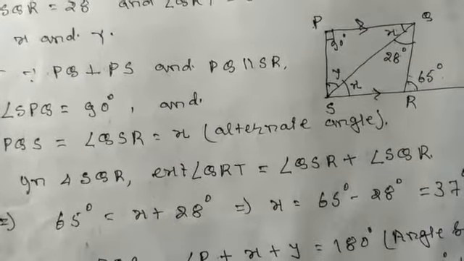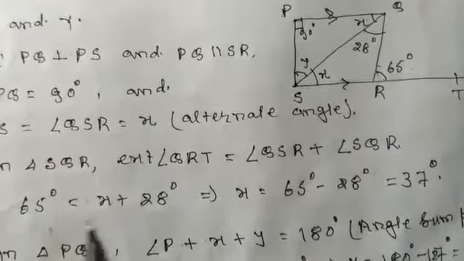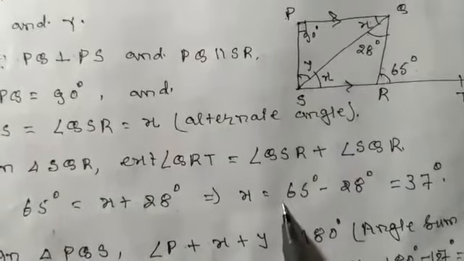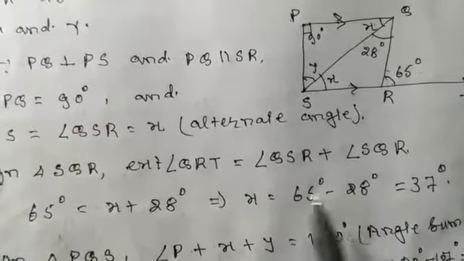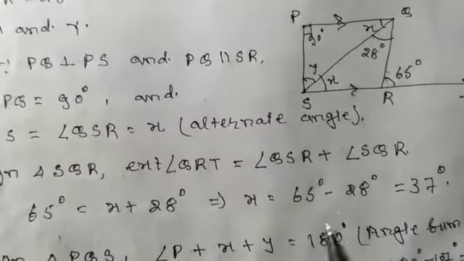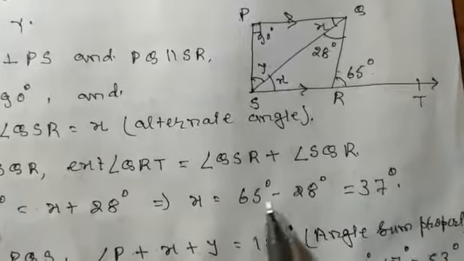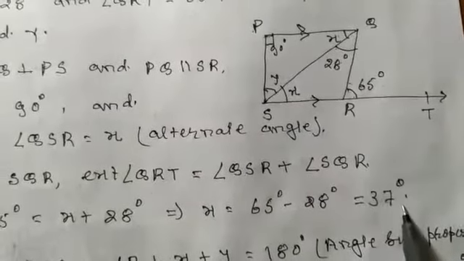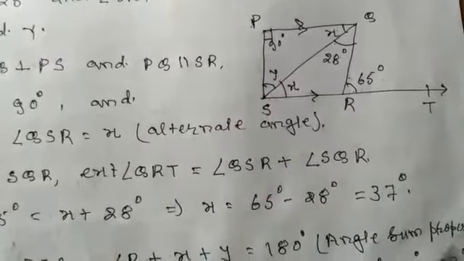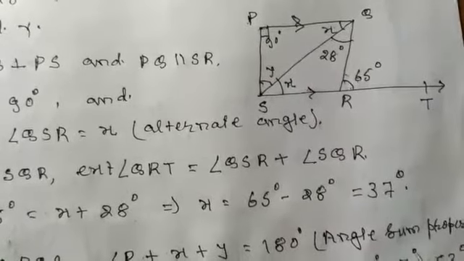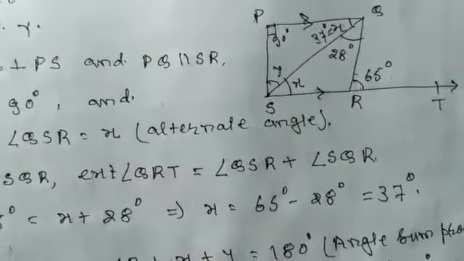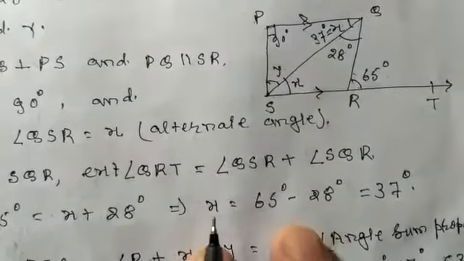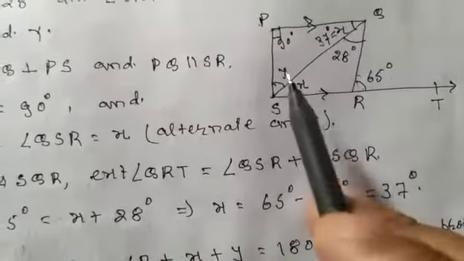So we put the values of the given angles, and now from solving it, we have X equals 65 degrees minus 28 degrees by transposition. After subtracting 28 degrees from 65 degrees, we got 37 degrees, which is the value of X. So in this way, we got the value of X, which is equal to 37 degrees. Now we have to find the value of Y also.